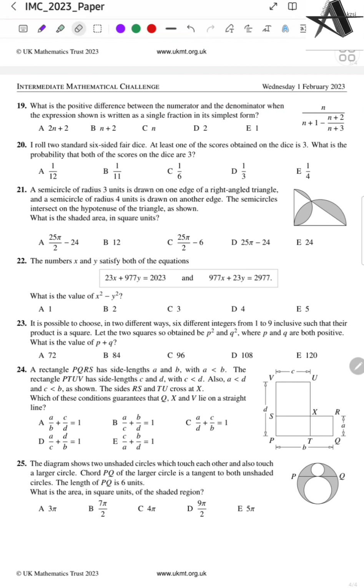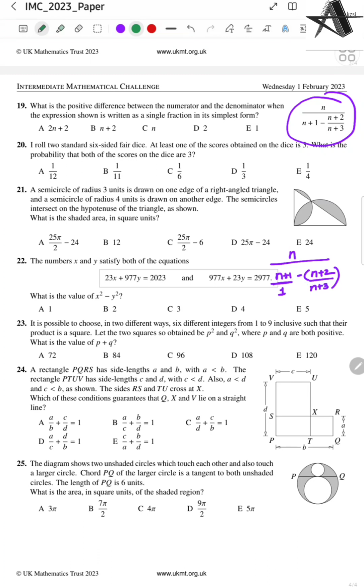What is the positive difference between the numerator and the denominator when the expression shown is written as a single fraction in its simplest form? This is the expression. For this, I need to simplify the denominator definitely. And for that, I need to take the LCM, because whenever I add or subtract fractions, we need to make the denominators the same. So it's n over n plus 1 minus n plus 2 over n plus 3. This is n plus 1 over 1 actually, right? If you can't see anything in the denominator, that means it's a 1.